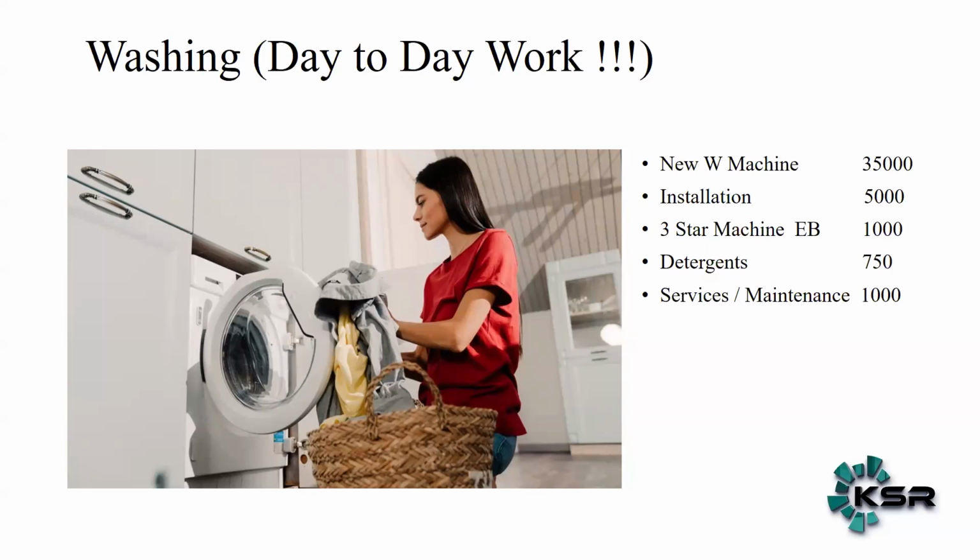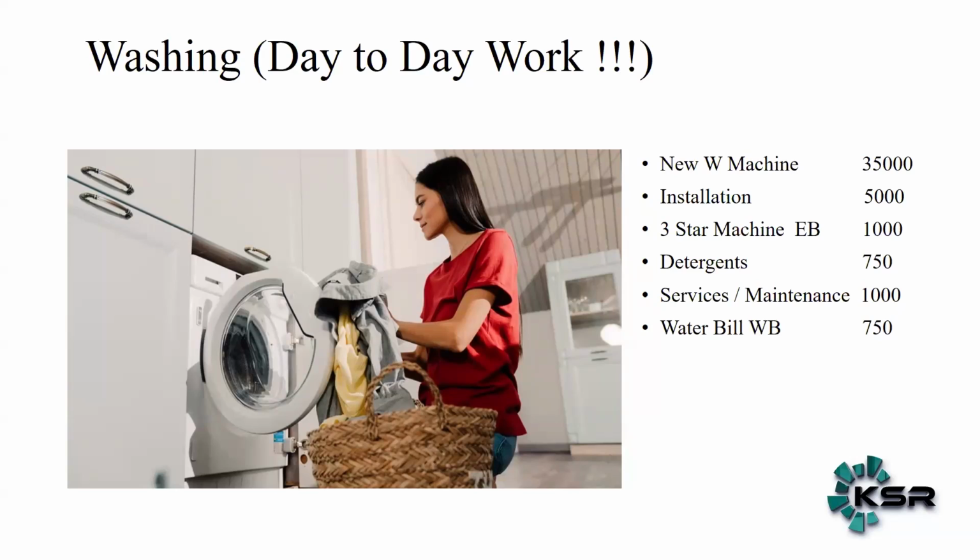And if you're using it, you have to have some services and maintenance. Let's assume that maintenance or service is once a year. So this 1,000 rupees doesn't come in my monthly spending. This comes in my yearly spending. So which one am I going to spend every month? Electricity bill 1,000 rupees, detergents 750 rupees. This 1,750 is what I'm spending every single month.